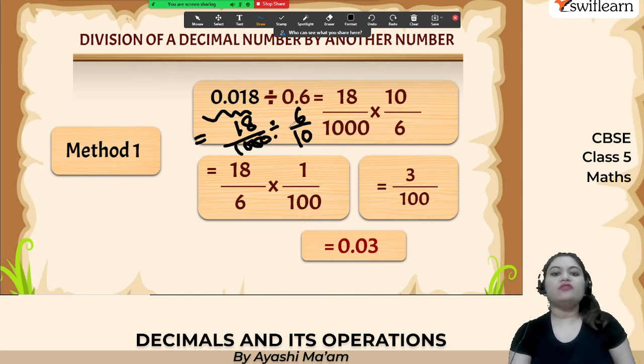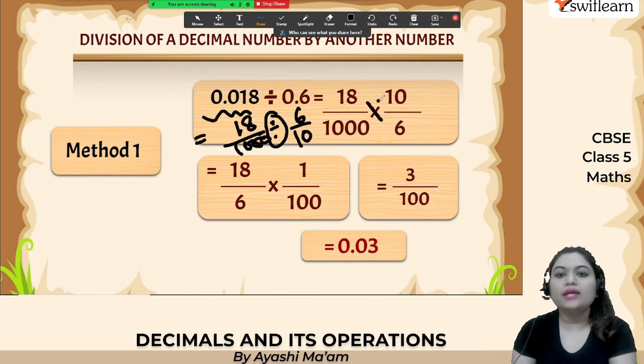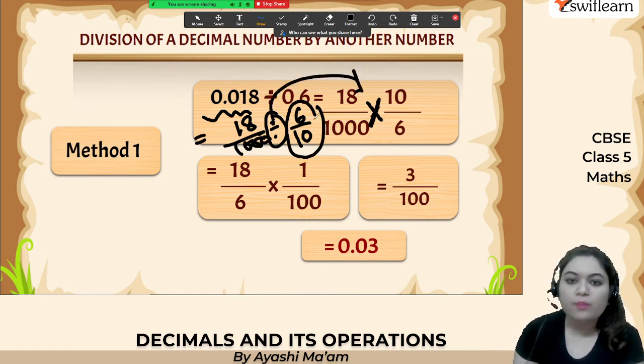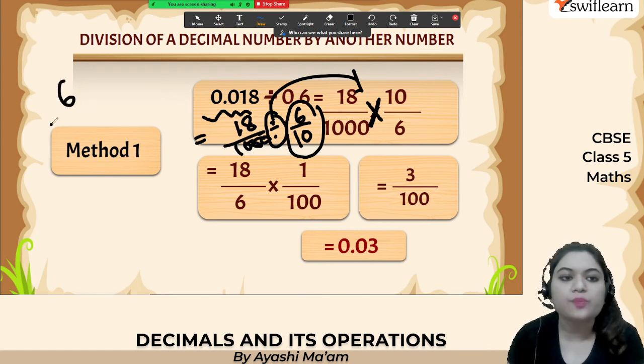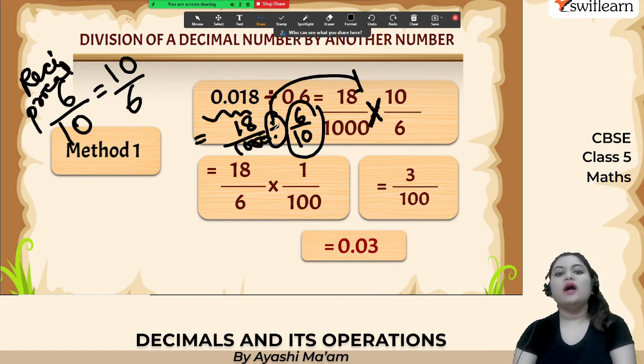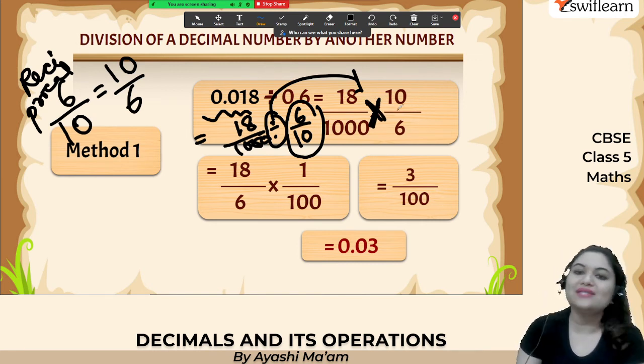And whenever we divide fractions, this division turns into multiplication. Very, very important. This division turns into multiplication, and for this number we take the reciprocal. What is reciprocal? 6 by 10 becomes 10 by 6, reciprocal. So the division sign becomes multiplication and 6 by 10 becomes 10 by 6, right?